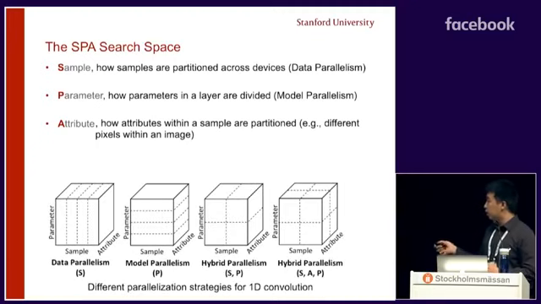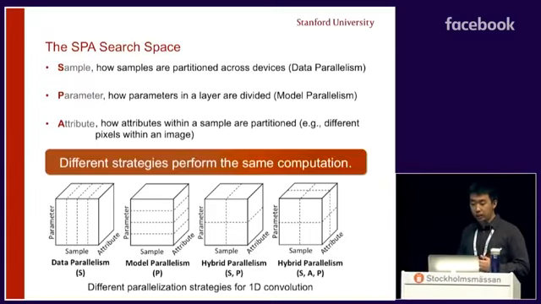This figure shows some example parallelization strategies. For data parallelism, we only use the sample dimension to parallelize the training. And for model parallelism, we only use the parameter dimension. The SOAP search space also considers some more sophisticated parallelization approaches, such as using both the sample and parameter dimensions, or using a combination of all 3 dimensions to parallelize training. By definition, we guarantee that different strategies in the SOAP search space perform the same computation, and you can get the exact same result for every layer.